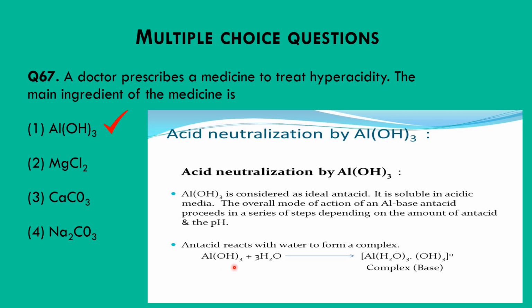When aluminum hydroxide reacts with water, you will get a complex base. When this base reacts with hydrochloric acid in your stomach, the acid gets neutralized. Therefore, you have to remember here that aluminum hydroxide acts as an antacid. It will neutralize the acid present in your stomach.